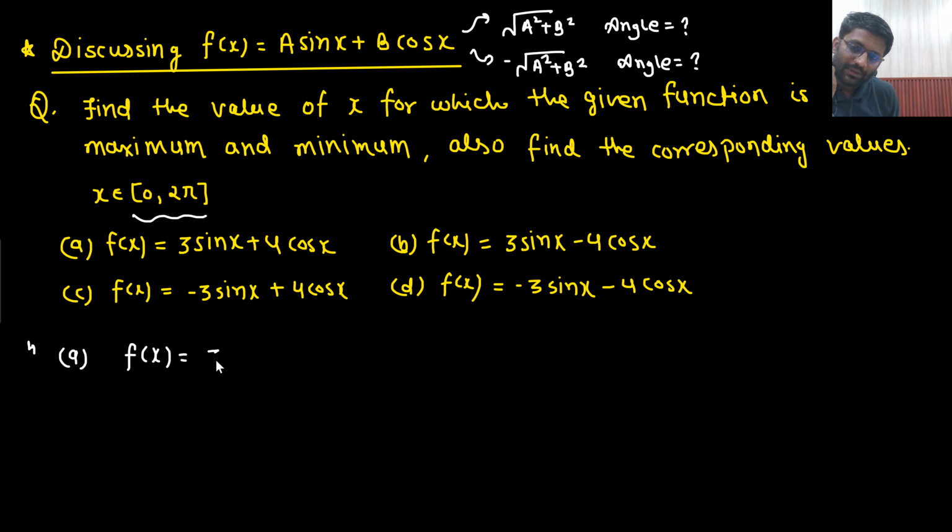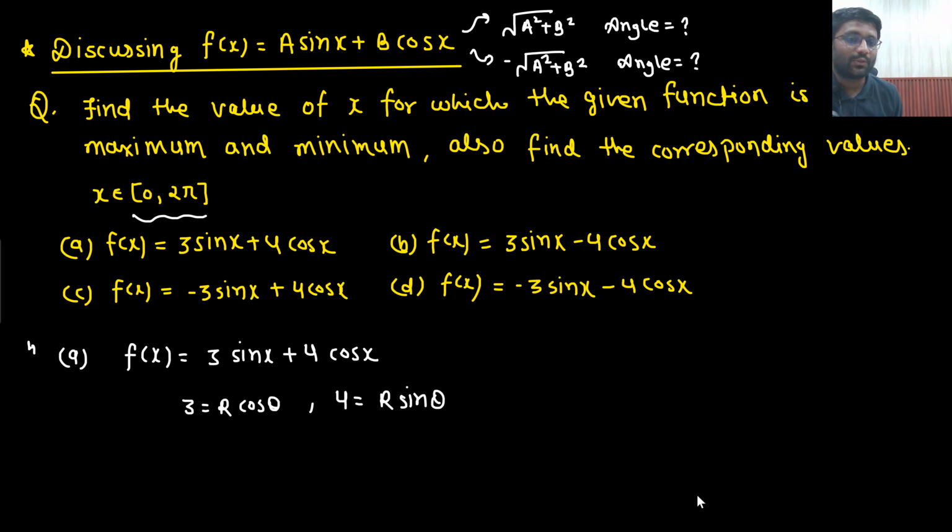f(x) equals 3 sin x plus 4 cos x. Now what I would assume is 3 as r cos theta, and 4 as r sin theta, where r is a variable and theta is also a variable. Two numbers are given and I am giving them two variables. Are you able to understand this point? Is there any problem in that? 3 I have assumed as r cos theta, 4 I have assumed as r sin theta.